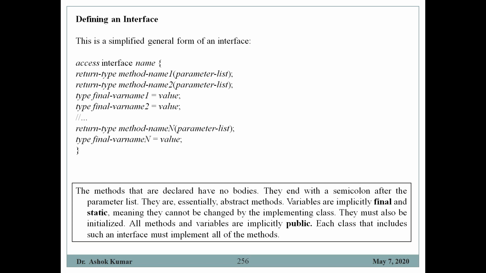Then within the braces, you can declare two kinds of members in an interface. The first is the methods. In case of methods, as we discussed earlier, in interfaces we just declare the methods. So first you have to write the return type of the method, then the name of the method, and after that within parentheses you can write the parameters, a list of parameters.